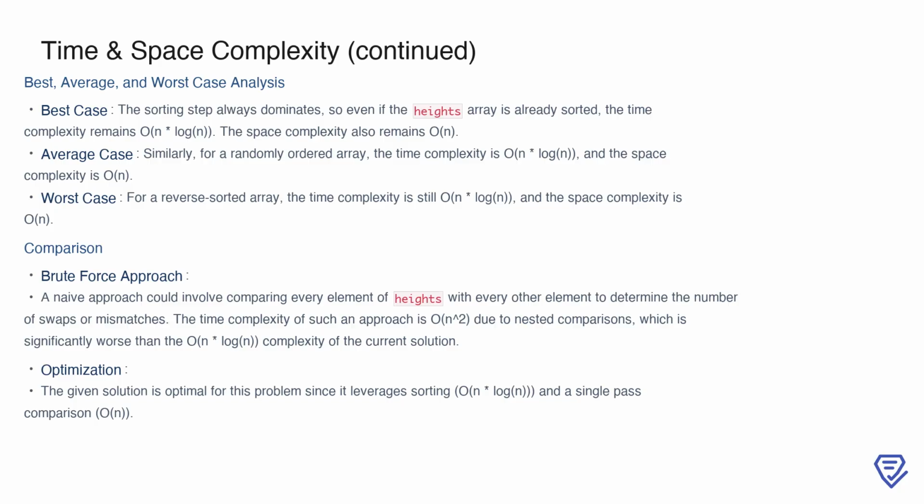Even in the worst case, with a reverse sorted array, the time complexity does not change, it remains O(n log n), because timsort's performance is unaffected by input order. For comparison, a brute force approach that checks mismatches through nested comparisons would have a time complexity of O(n squared), which is far less efficient. The current solution is optimal because it combines sorting and a single pass comparison, achieving O(n log n) time complexity.